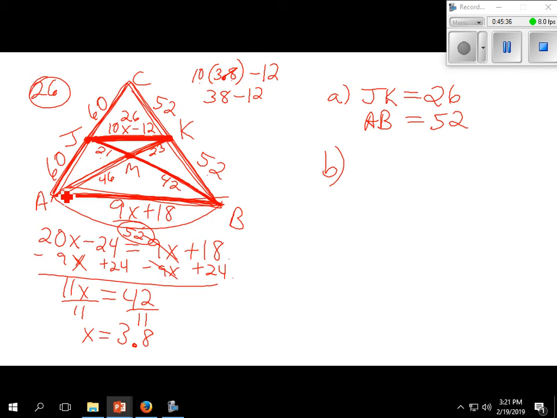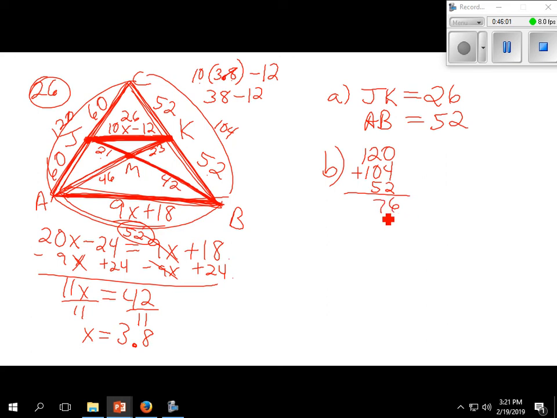So all I want to do is add up all of these parts going around the outside. This side over here is 52 and 52, that's 104. This side over here is 60 and 60, that's 120. So I'm just going to add up 120 plus 104 plus the bottom side, which is 52. I'm going to add all three of those, and that's going to give us the perimeter. That'd be 276. I don't think they gave us any units, so the perimeter is 276.